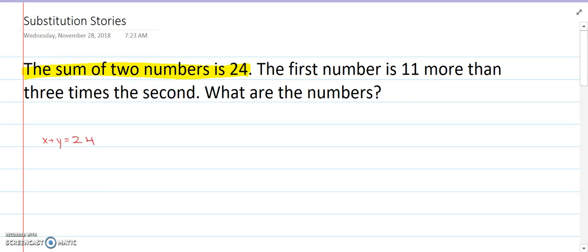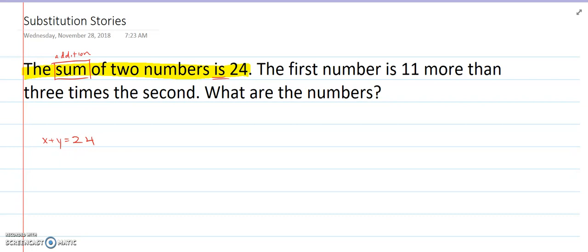So then somebody wants to know, well, how did you know it was plus? Well, the word sum automatically means addition. That was your key word. And you had the word is, which is going to be your equal sign. Since you don't know those numbers, you just make them up. You call them different variables.